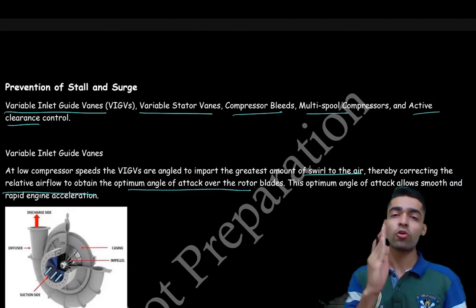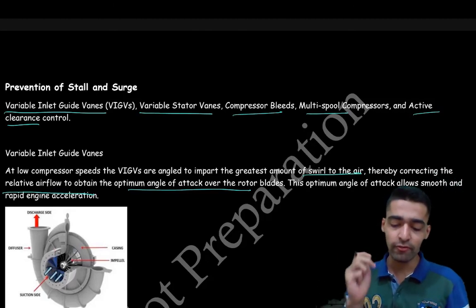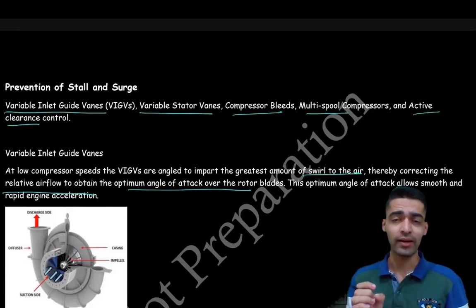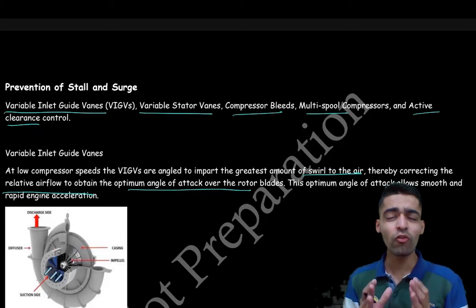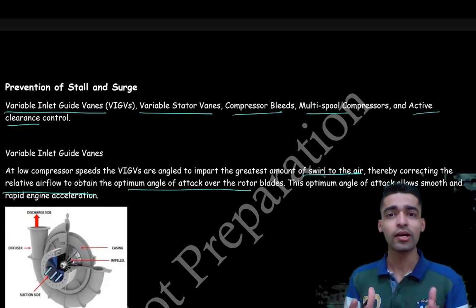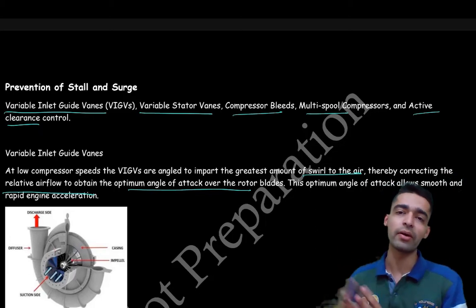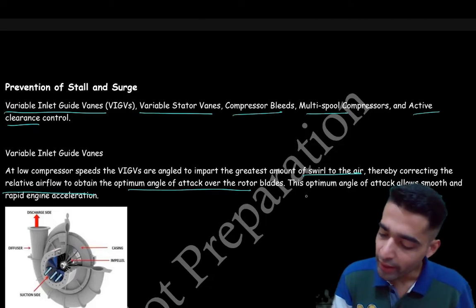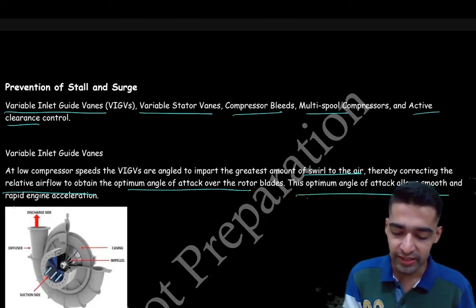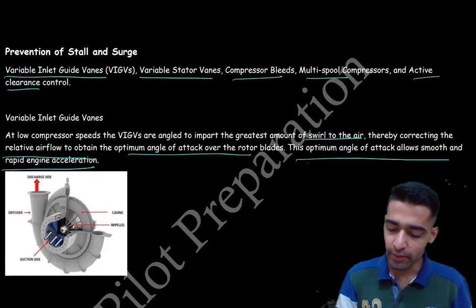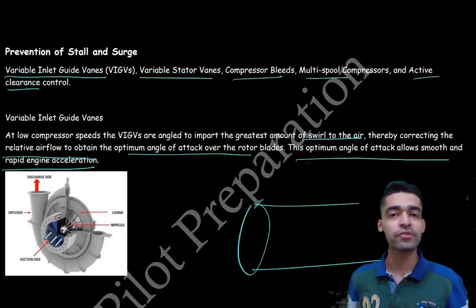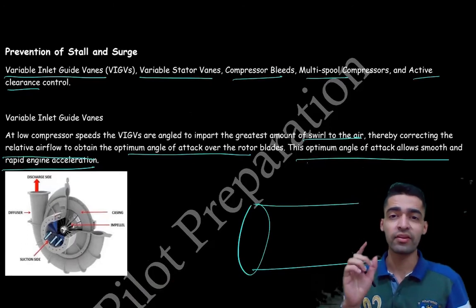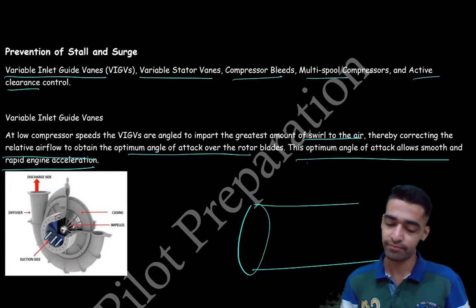If we keep the variable inlet guide vanes at some angle when the engine speed is low, then what will happen? We'll get a good thrust. And we also want the air to carry some velocity with it, otherwise it will get stalled in the middle itself. So this optimum angle of attack allows smooth and rapid engine acceleration. So we know that variable inlet guide vanes are present in the engine start, and that helps in giving the compressor a good angle of attack velocity.